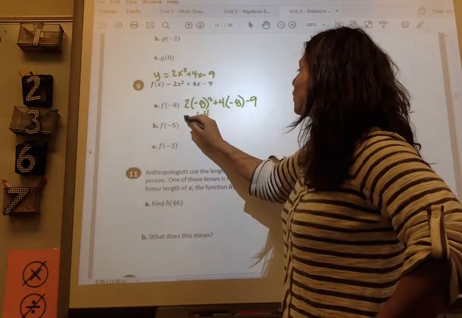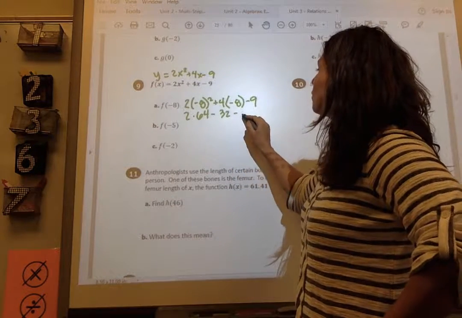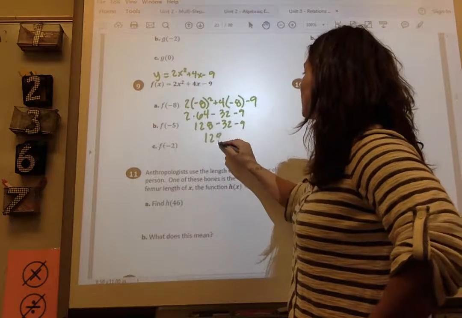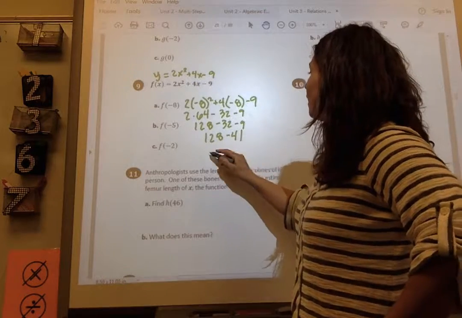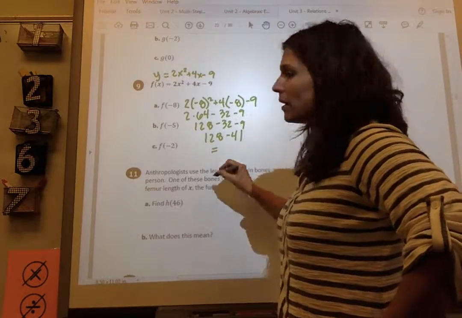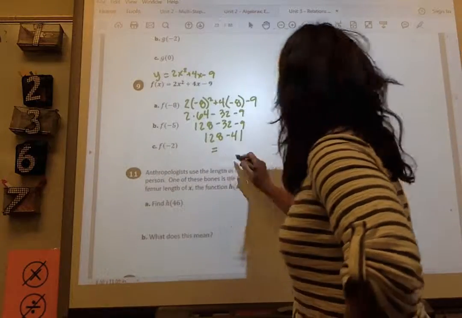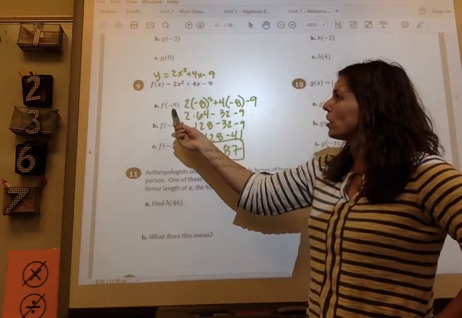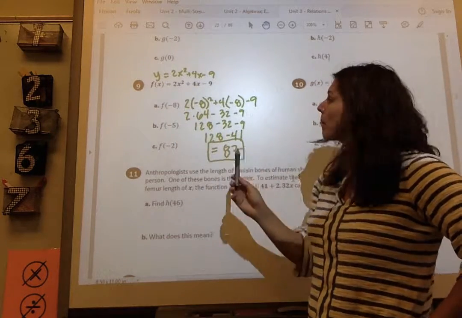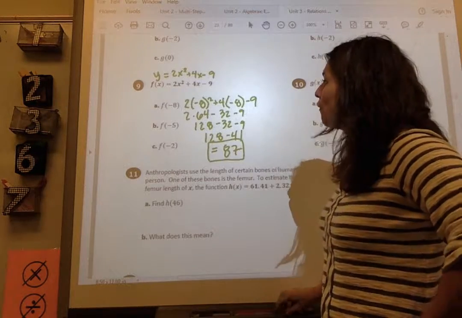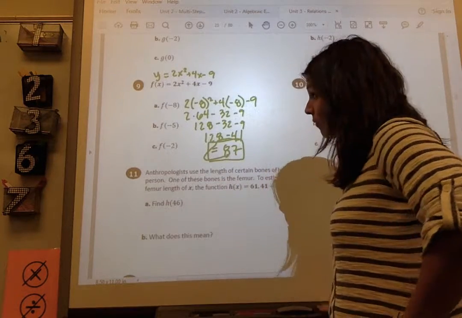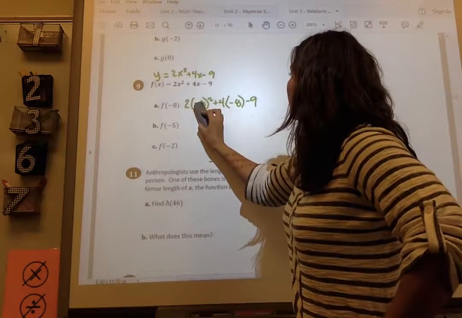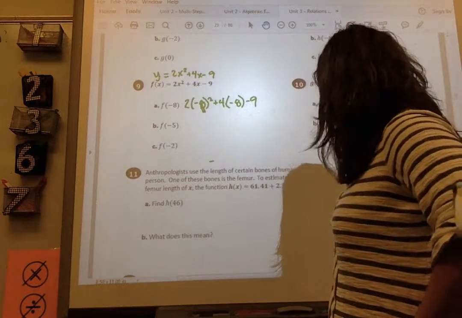So this is 64 times 2 minus 32 minus 9. So 128 minus 32 minus 9 is 128 minus 41. And then I get as my answer, it's going to be 87. Okay, so 87 would be my answer here if I evaluated this function when x equals negative 8. And then I could do the same thing for part b, and I would evaluate this function when x equals negative 5.